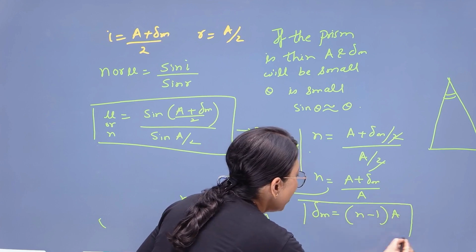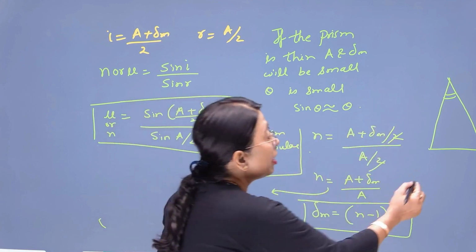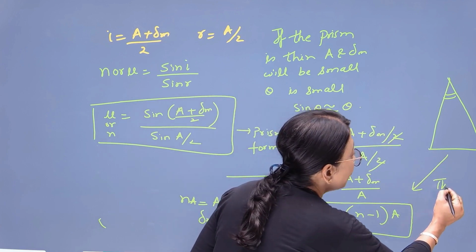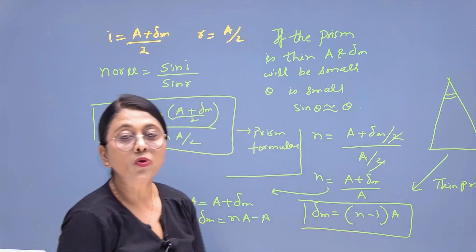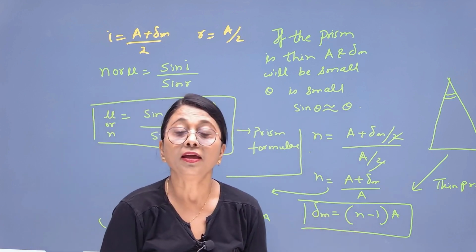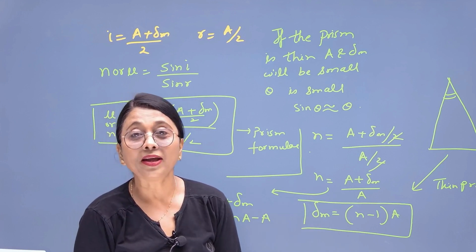This is the formula when this is a thin prism. ये तभी होगा when it is the thin prism. Only for this case. Thin prism के लिए this del m is equal to what? n minus 1 a. Even अगर ये del भी होगा तब भी del क्या होगा, n minus 1 a होगा.